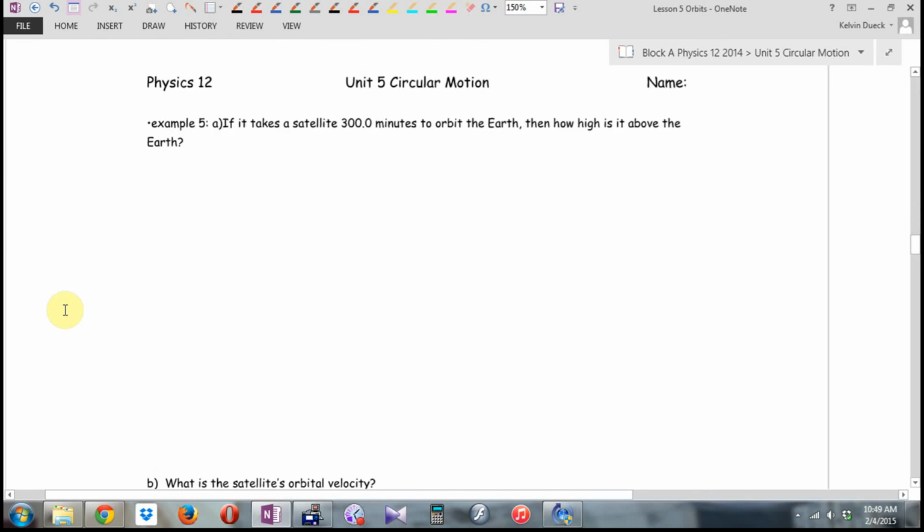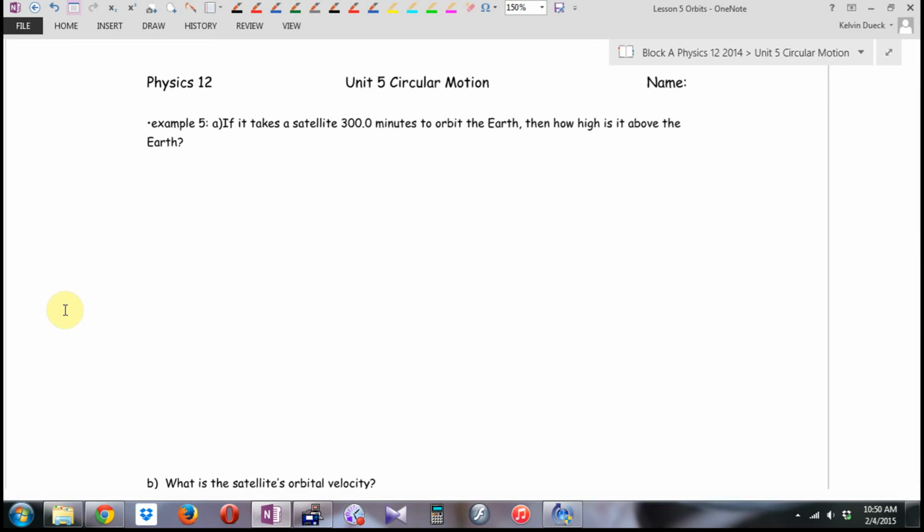Suppose, oh, next one, example 5. Suppose you're building a spy satellite and you want to go around the Earth every 300 minutes. Where do we put it? How high does it need to be?